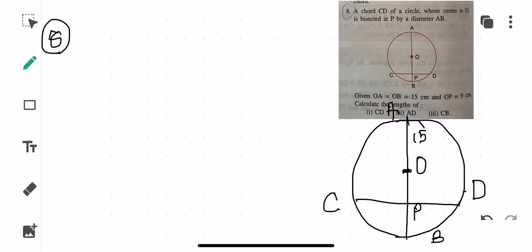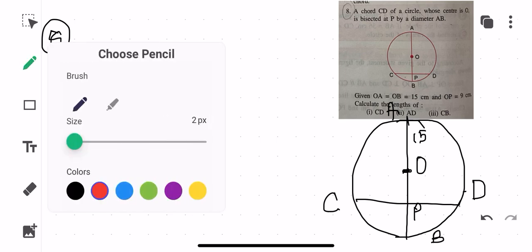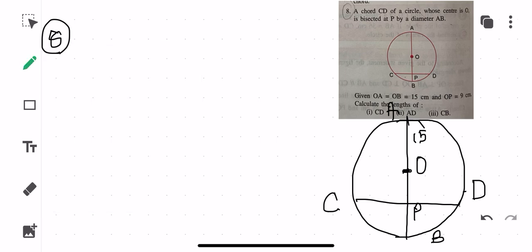Okay, so this is O. So what I will be writing here, that OP is equal to 9 centimeter. This particular length, children, has been given as 9 centimeter. And to me OB has been given as how much, children? 15. So it is understood that PB will be how much, children? 15 minus 9, that is 6. So this is the length of PB. So this is what you are writing.